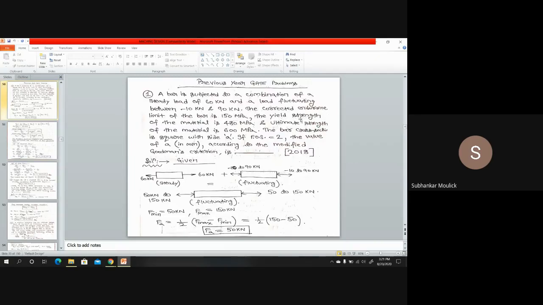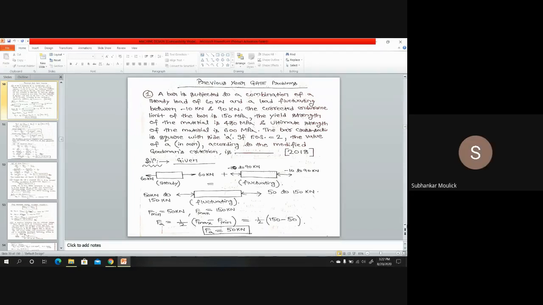And the yield strength of the bar is 480 megapascal. That means SYT is given to you. And ultimate strength of the material is 600 megapascal. That means SUT is given to you. So if I have the value of F min and F max, I can calculate the alternating force acting on this component. That will be half of F max minus F min. So half of 150 minus 50, that is 50 kilonewton. This is the alternating force acting on the component. Is it clear? Yes, sir.